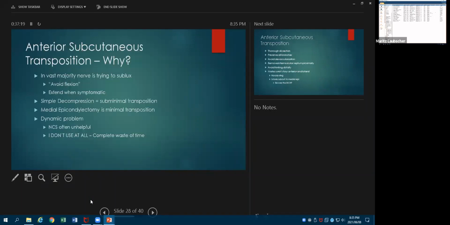So why do I do so many subcutaneous transpositions? In the vast majority, the nerve is trying to sublux.